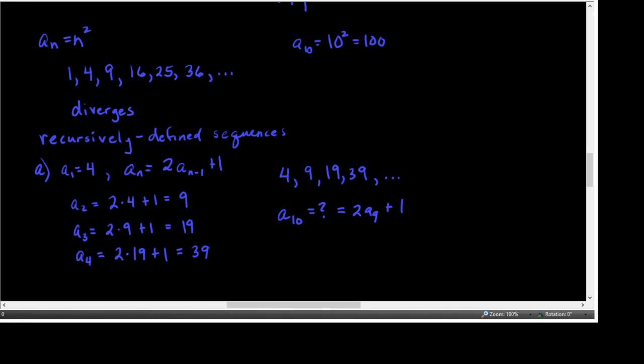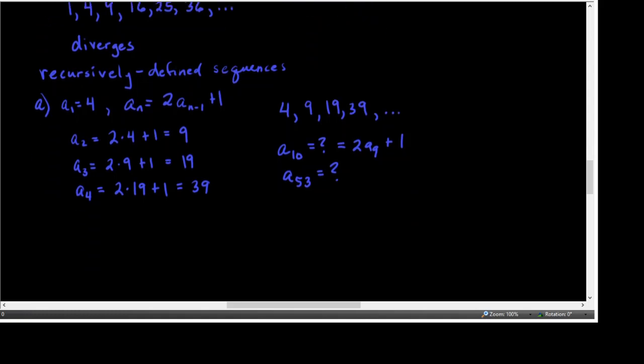An explicit definition for that reason is way better. I can put 10 into this formula up here and immediately get the answer of 100. But down here, I have to build the sequence at that point. That's the biggest negative about recursively defined sequences, is that you can't just skip and say, well, what's the 53rd term? What's a sub 53? I don't know. I have to know the first 52 before I can answer that question. Or at least I have to know what the 52nd term is, I should say. So that's the weakness of recursively defined sequences.